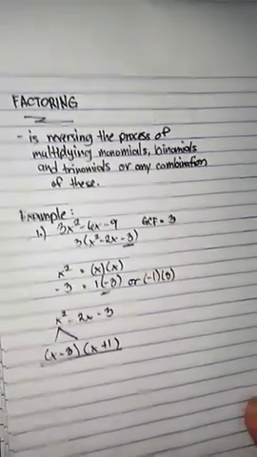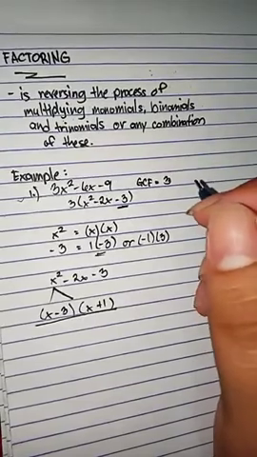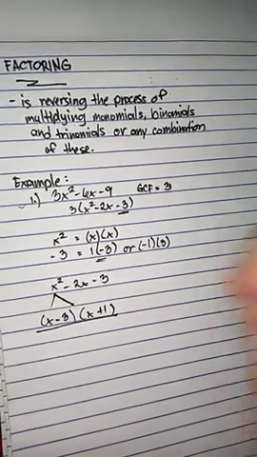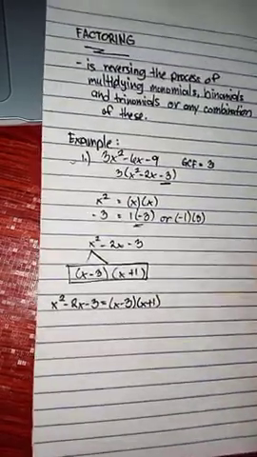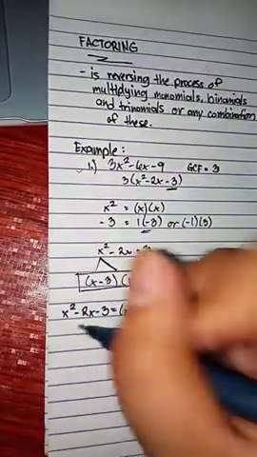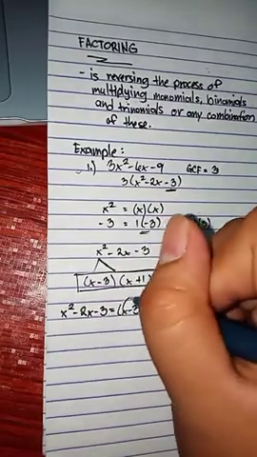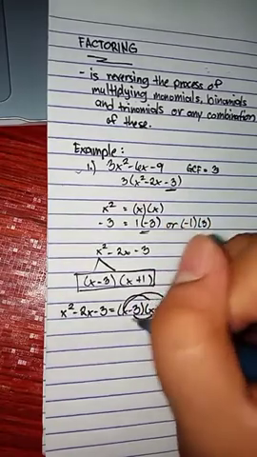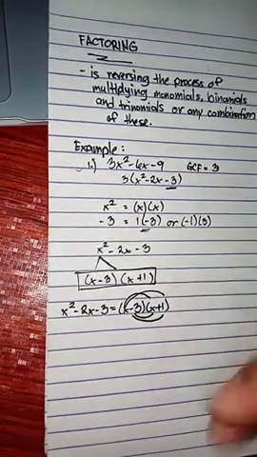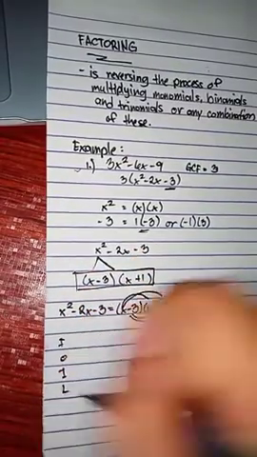So how do we check if it's right? We're simply going to use the FOIL method. Again, to check our work if it is correct, we have to use the FOIL method. We have first, outer, inner, last: FOIL.